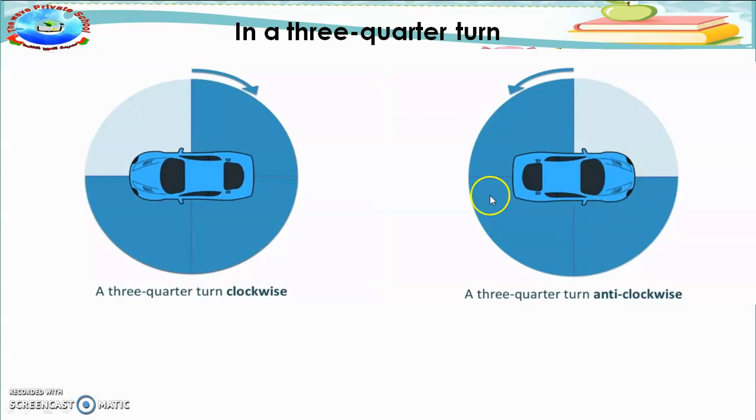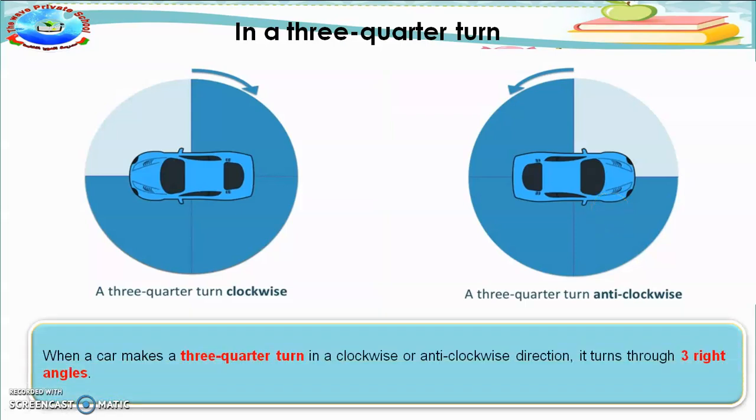Now, how many right angles are formed in both cases? Yes, here 1, 2 and 3 because we have 3/4 here. In 1/4 we know that one right angle is formed. So in the anti-clockwise direction also we have 1, 2, 3 right angles. Thus, when a car makes a three-quarter turn in a clockwise or anti-clockwise direction, it turns through three right angles.